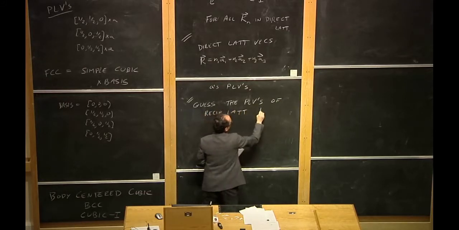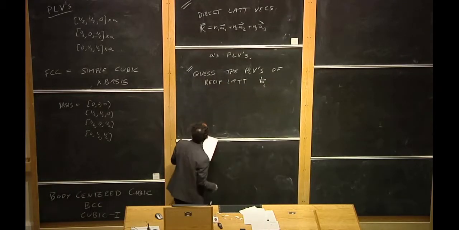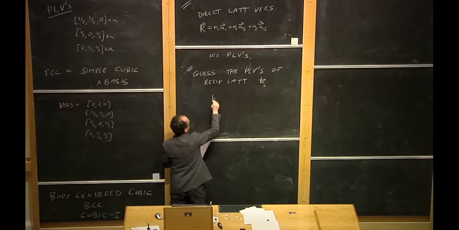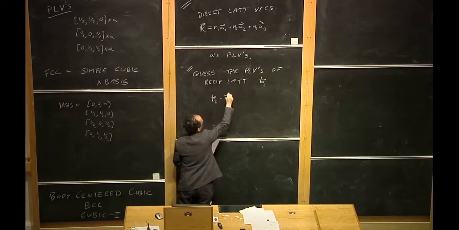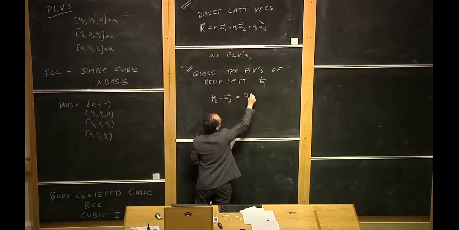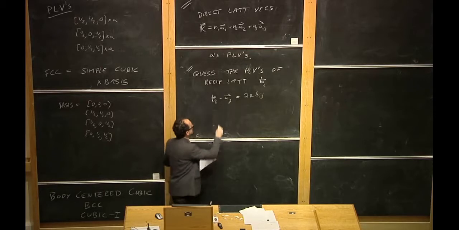We'll call them B sub i, as compared to A sub i for the direct lattice, and we'll define them by the following equation: B sub i dotted with A sub j equals 2 pi delta ij. It's a rather important equation.